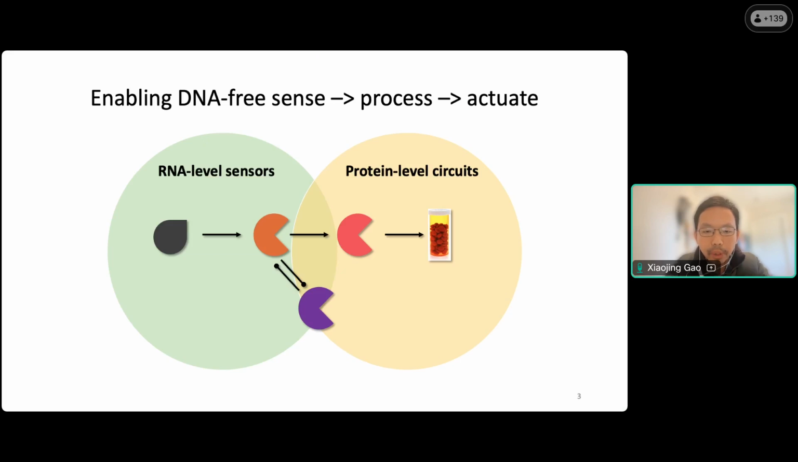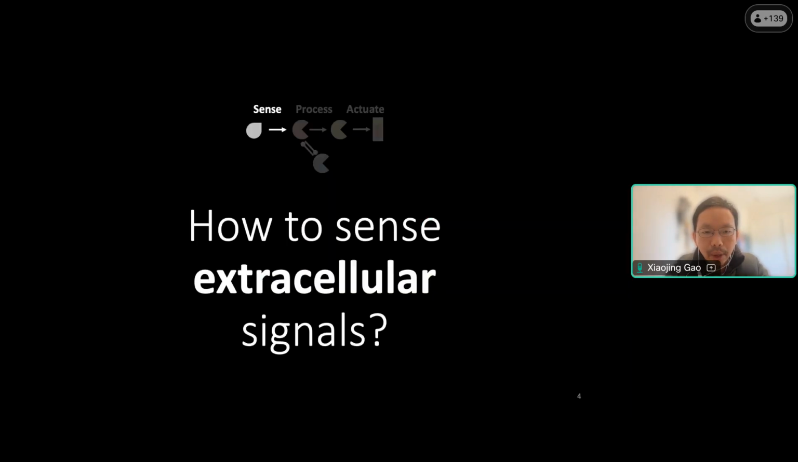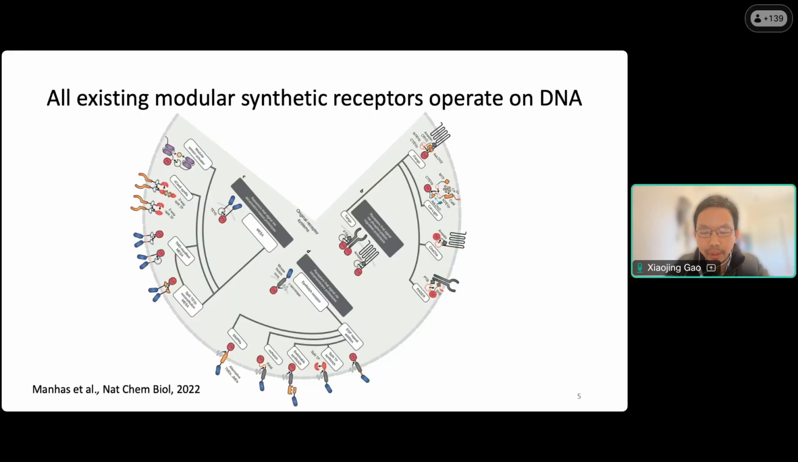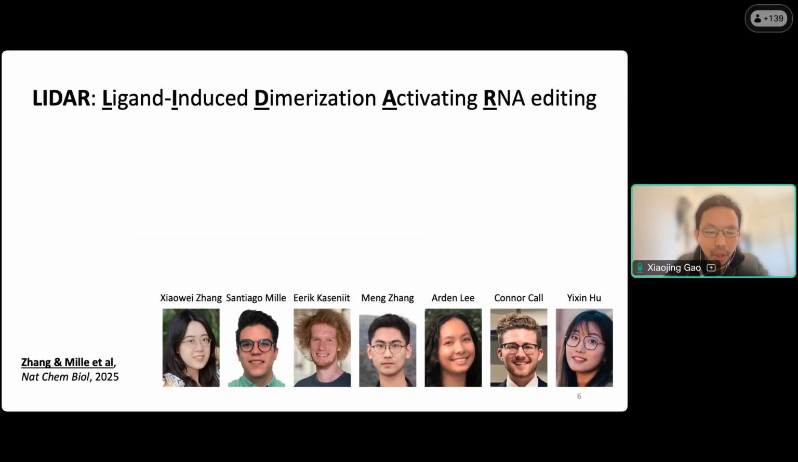So just to jump into the two tools, first we want to talk about how do we detect extracellular signals. You just heard Rogelio talking about SynNotch, and Josh is coming up in the next session. His lab has a whole body of work making MESA. So we're trying to take this inspiring history of making synthetic receptors, but take them to an RNA-compatible place. And this work has been led by Xiaowei and Santi, and we will walk you through how this works.